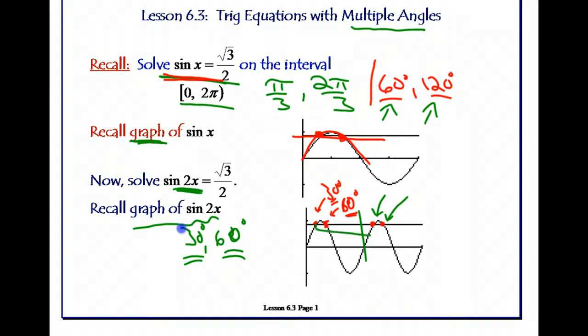How far is it from here to here? Or how far is it from here to here? How much farther is that? And if you look, you think, well, that's one period of our graph. And our period here is not 360 because of the 2x. Our period is 360 over 2. It's 180 degrees. So it seems like once we have one set of answers, we'll add on 180 degrees.